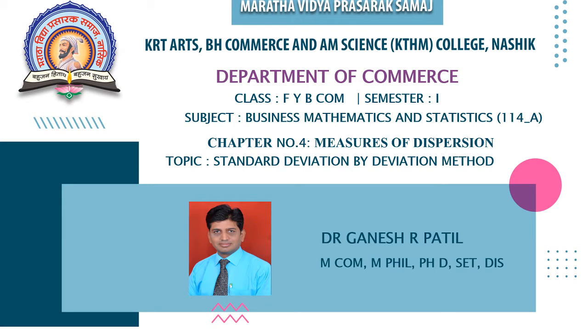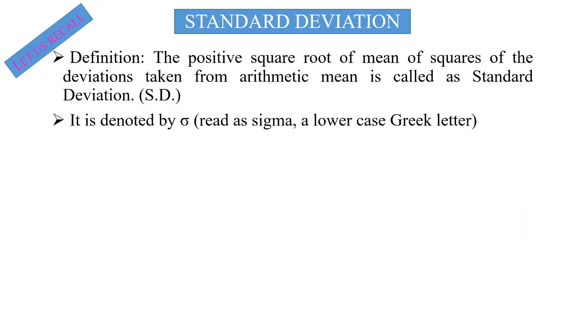Today we are going to learn chapter number 4, Measures of Dispersion. In this chapter we learn a topic, standard deviation by deviation method. Let us recall first. In our last lecture we learned standard deviation.